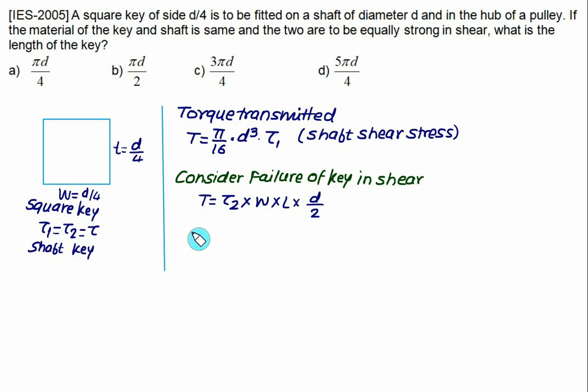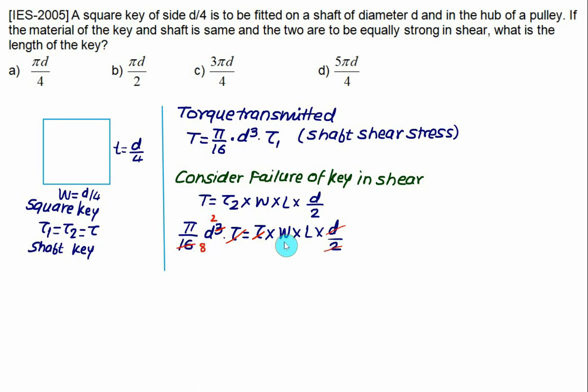So comparing, we'll get pi by 16 into d cube, tau 1 is same as equal to tau because both key material and the shaft material have the same value of shear stress, multiplied by tau, multiplied by width, that is equal to W multiplied by L multiplied by d by 2. So tau gets cancelled on both sides. One of the d will get cancelled and here we are left with d square. This 2 gets cancelled and with 16 we are left with 8.